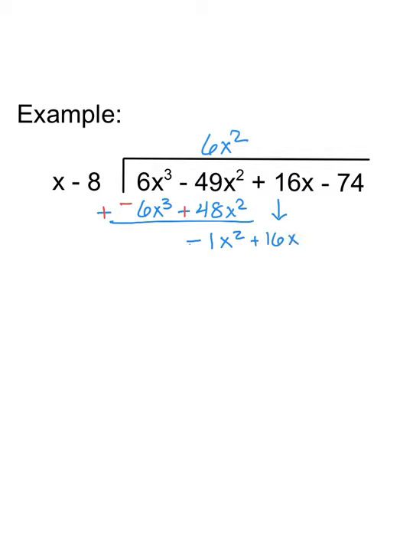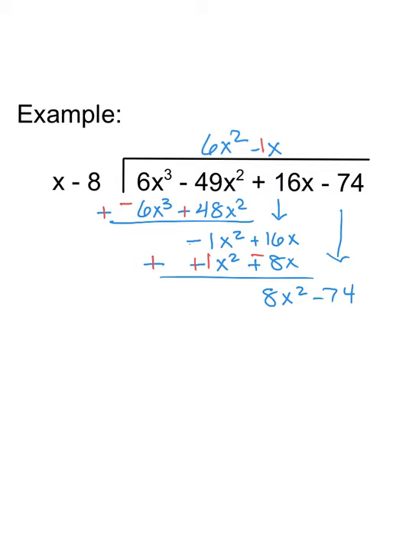X times what gives me negative x squared? If you want to, you could put a 1 there. You do not have to. This gives me negative x squared, or for those of you that want, negative 1x squared, plus 8x. We're going to subtract. I like to keep, change, change. Negative 1 plus 1 is nothing. 16 plus negative 8 is 8. Carry down your next term.